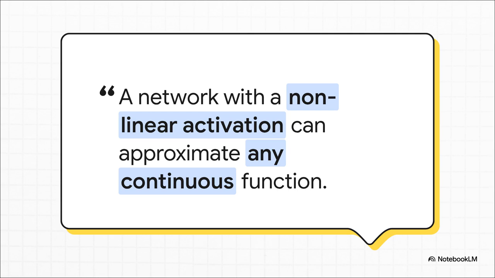Which lands us on the mathematical backbone of deep learning, the Universal Approximation Theorem. This theorem essentially proves that a network with a nonlinear activation can approximate any continuous function. I want you to notice that the word nonlinear there is completely load-bearing. Without that single word, the entire theorem falls apart. By adding that nonlinear function to the end of a linear transformation, the network suddenly gains the theoretical power to represent virtually any complex pattern, curve, or threshold in the universe.